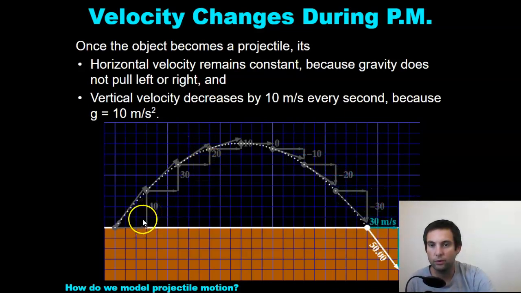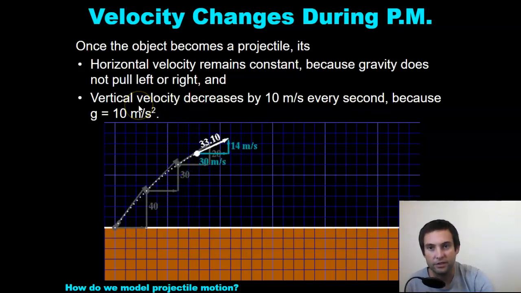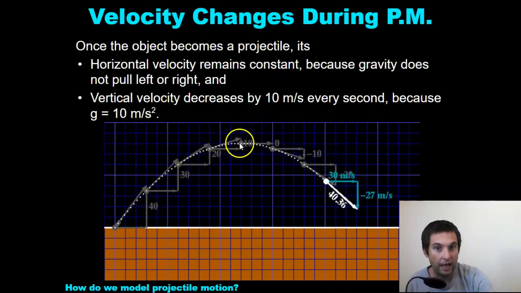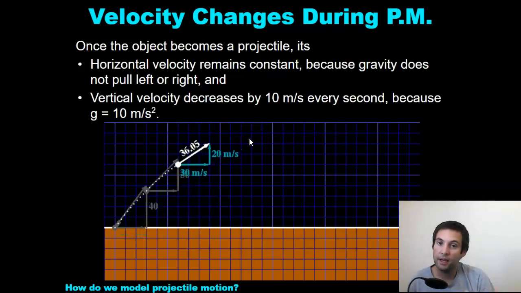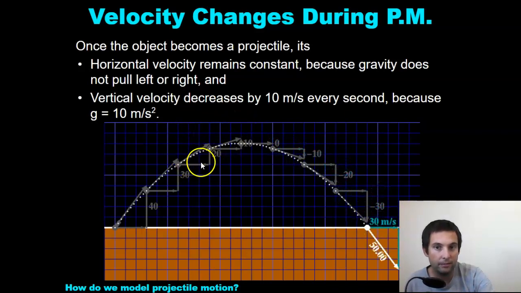So velocity decreases by 10 meters per second every second because g equals 10 meters per second squared. So we started out with 40, then 30, then 20, then at the top we have no vertical velocity. So our vertical velocity in the y direction we would say is 0. But that doesn't mean the object is stopped, and it doesn't mean the object is not being accelerated, because it still has that 30 meters per second in the horizontal.